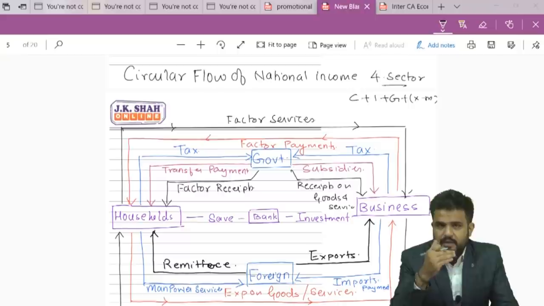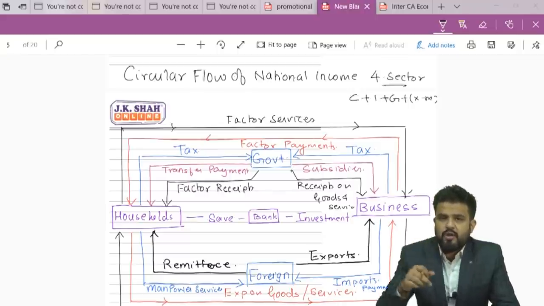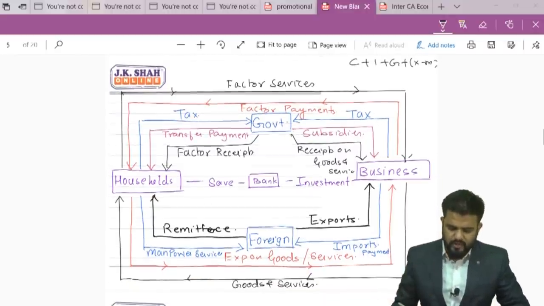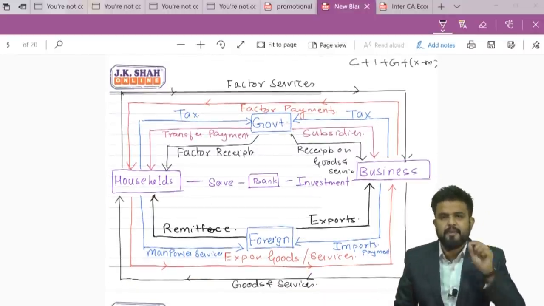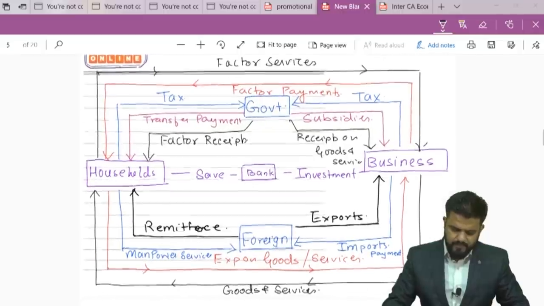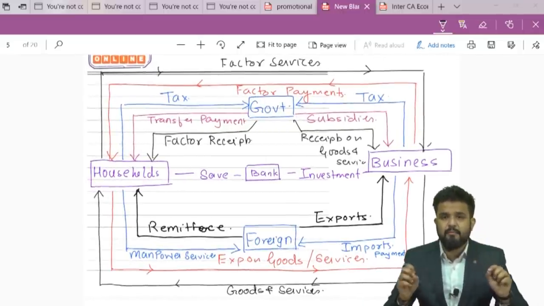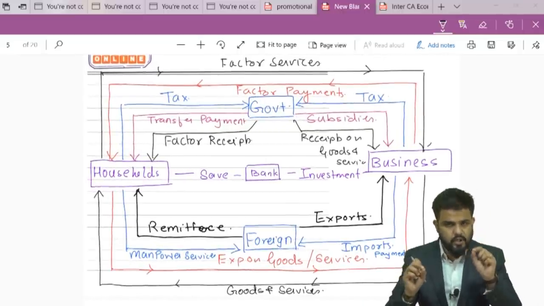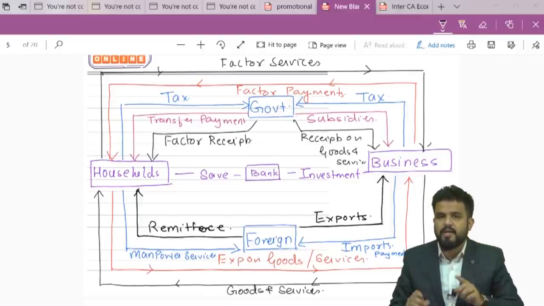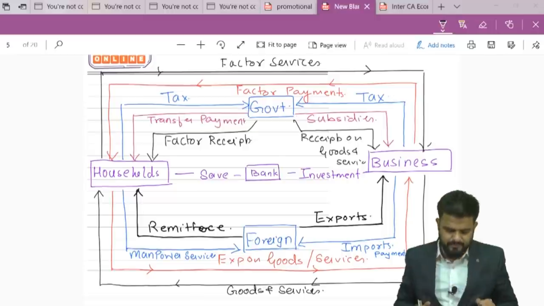So you can revise your 2-sector also, 3-sector also, along with this question. So circular flow of national income, 4-sector, you can see the diagram. If they ask circular flow, then only draw this diagram. Okay, pay attention. And strictly the diagram will be with the help of pencil. Certain underlining, certain marking you can do with a black pen, but it should be completely pencil.